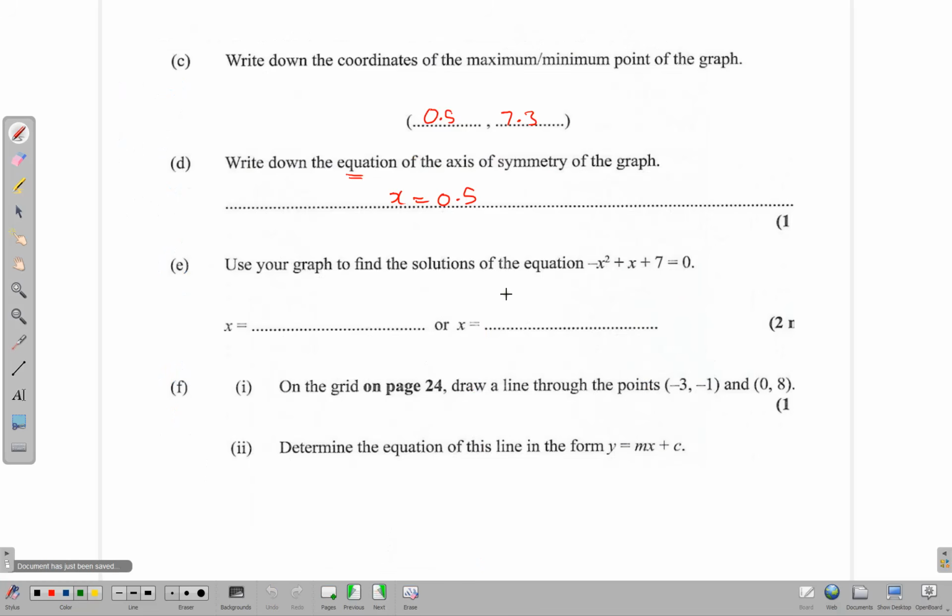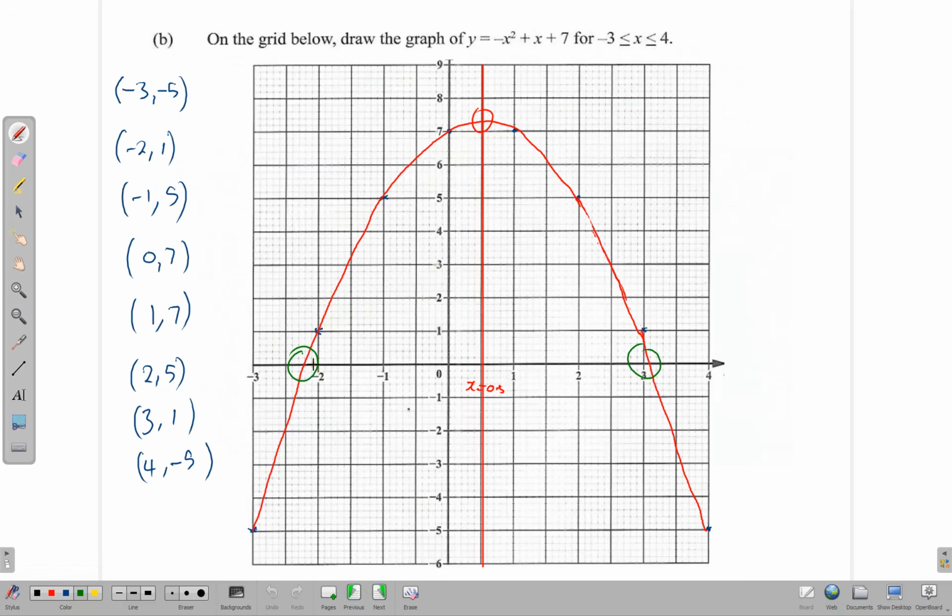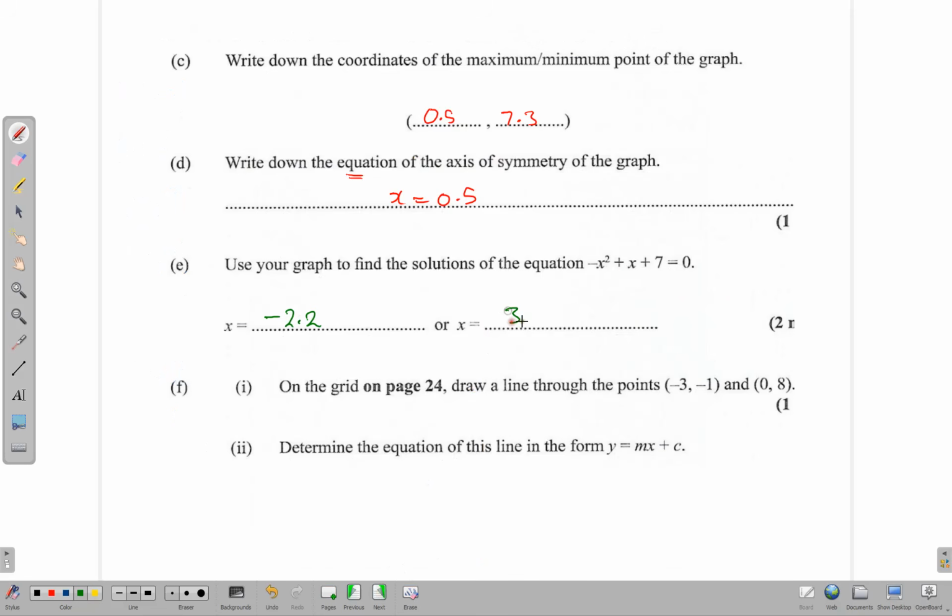So let me just write it in. x is equal to negative 2.2 in that direction. Negative 2, negative 2.1, negative 2.2. Going in this direction, we're going to be 3.1. 3.1 there. So I'm having 3.1 here.